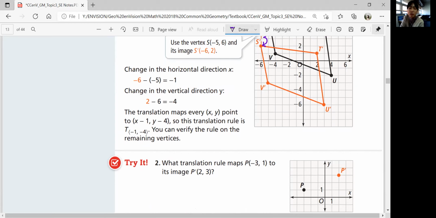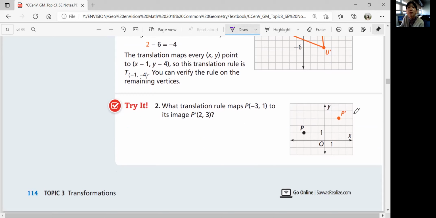All right. Let's look at try number 2. What translation rule maps point P to point P prime? You're not talking about the whole shape. There's no shape here. You just have a point and its image. So from point P, how many units do you have to move up or down, left or right? Remember, your horizontal movement comes first. Come back when you're ready.